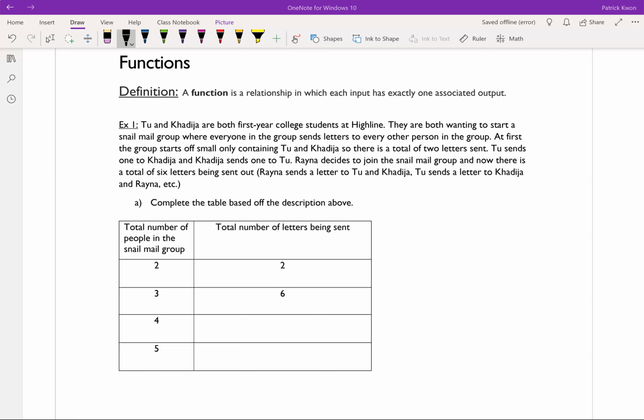A function is a relationship in which each input has exactly one associated output. Let's talk about an example.